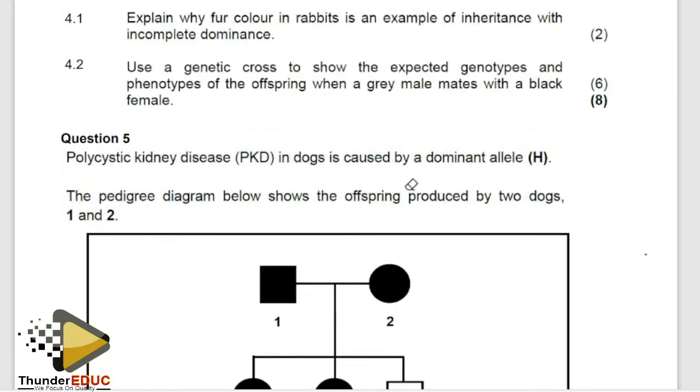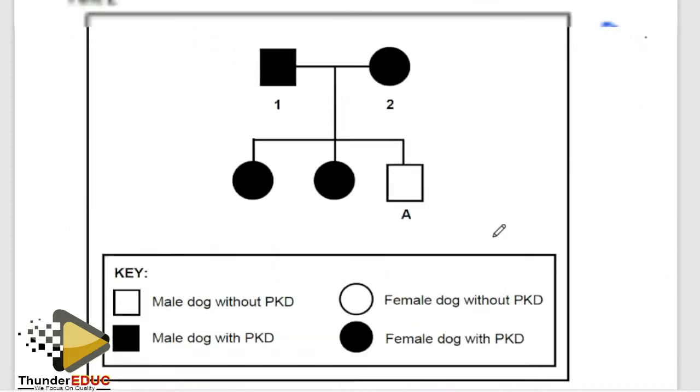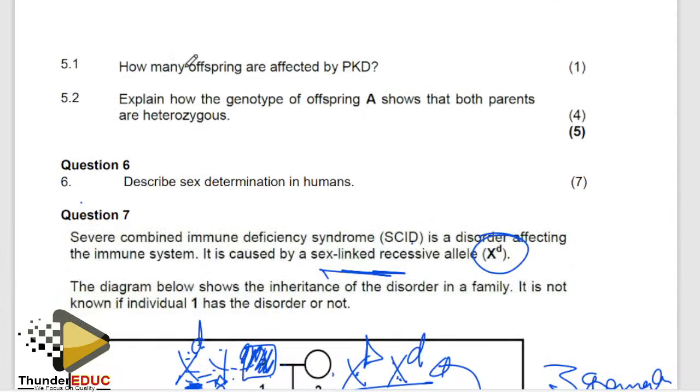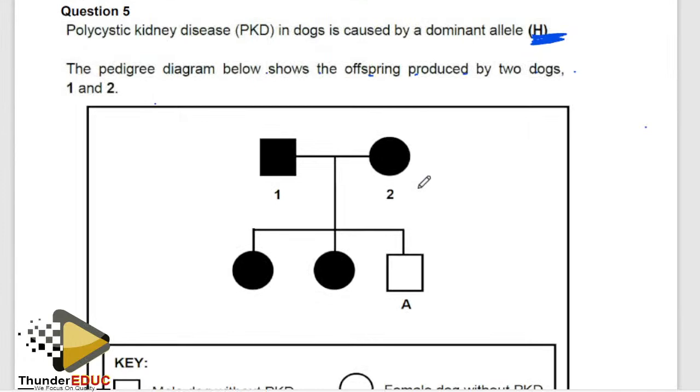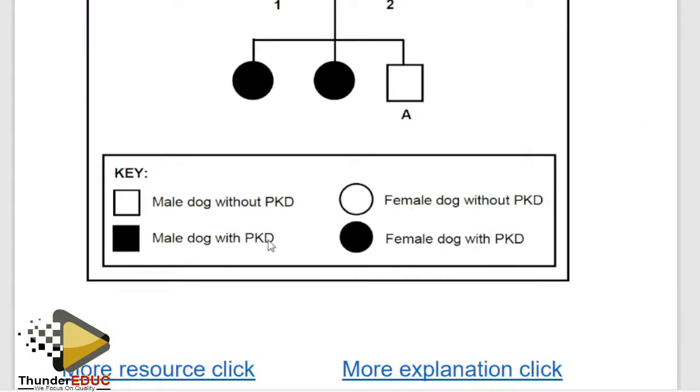Here they're saying that this syndrome in dog is caused by a dominant allele, capital H. The pedigree diagram below shows the offspring produced by 2 dogs. You understand? They're not saying that this is sex linked. How many offsprings are affected by this disease? This one is also caused by a dominant allele, meaning that the one who is sick. Even here they are saying dogs with the disease and dogs without the disease.